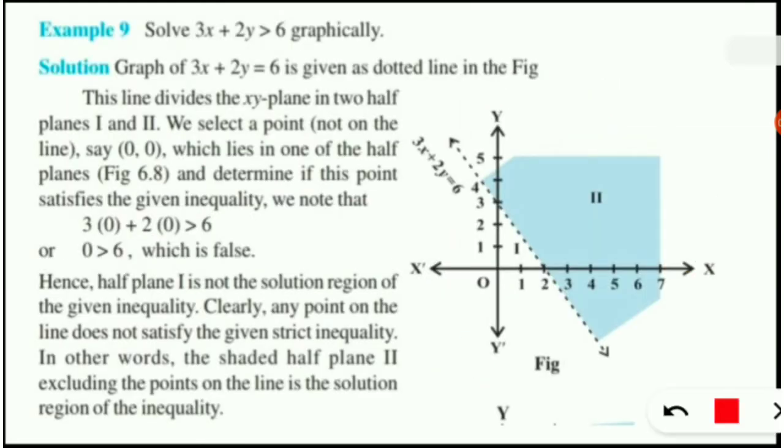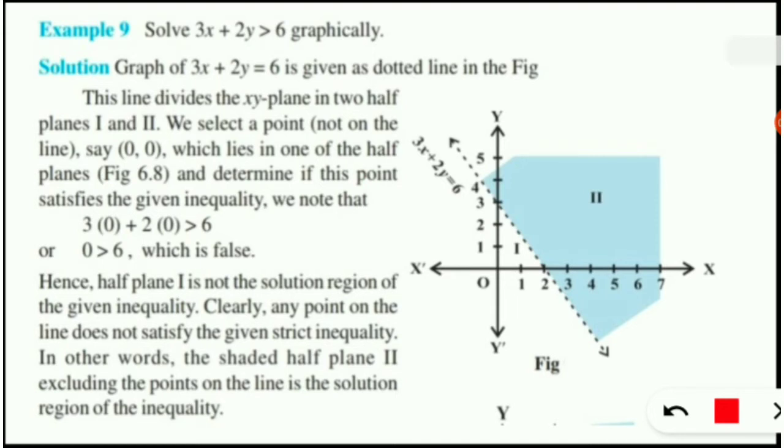Now we solve these problems. Example 9. Solve 3x + 2y > 6 graphically. So the graph of 3x + 2y = 6 is given as a dotted line in this figure.